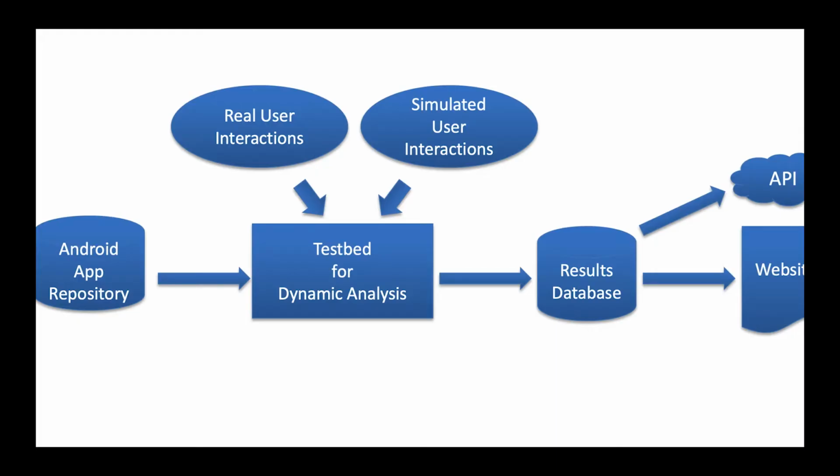And so, as I said, there's a whole pipeline. We have an app repository. We push the apps that we download to the test bed, and then we simulate the user interactions using the monkey, as well as we sometimes run apps with real human input as well, which I'll get into. All this goes into a results database, basically the logs that get pulled off the phone and augmented with the traffic flows that we observed, and then all the data is accessible by API, and we also have a website where you can search for reports on individual apps.